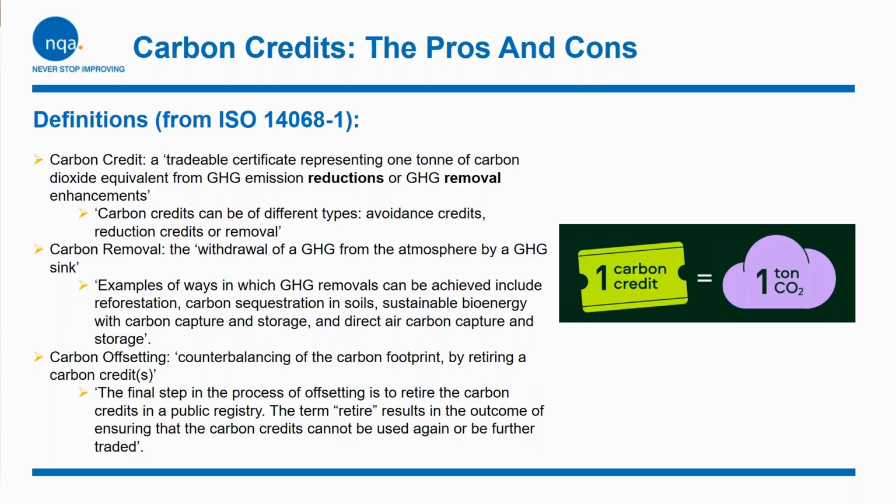So carbon offsets, that is the counterbalancing of a carbon footprint by retiring a carbon credit. So the final step in the process of offsetting is to retire the carbon credits in a public registry. The term retire results in the outcome of ensuring that the carbon credit cannot be used again or be further traded as well.